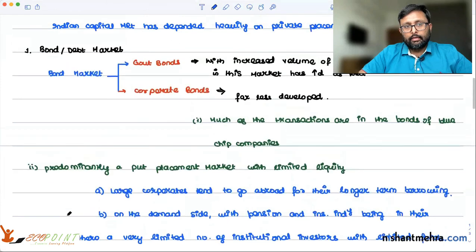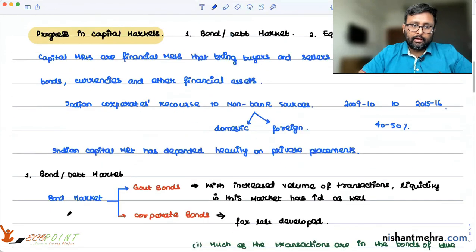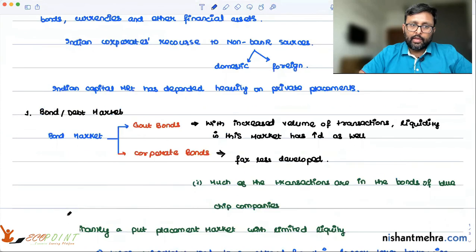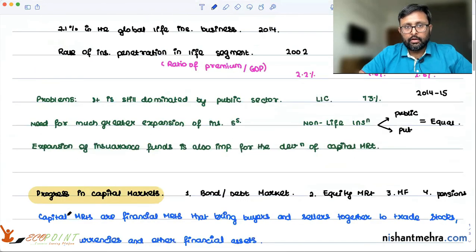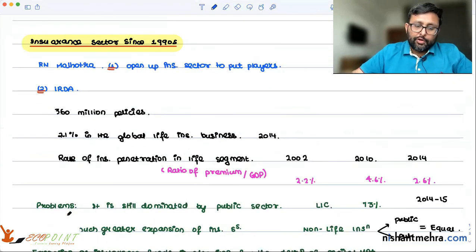So today we have talked about the capital market and within that the first market, which is your debt market. We have also talked about the insurance sector. We will talk about the other segments of the capital market in the next recording.